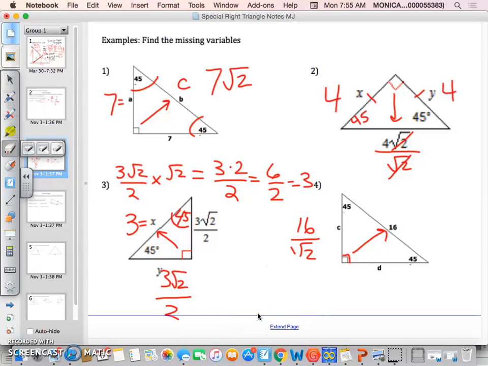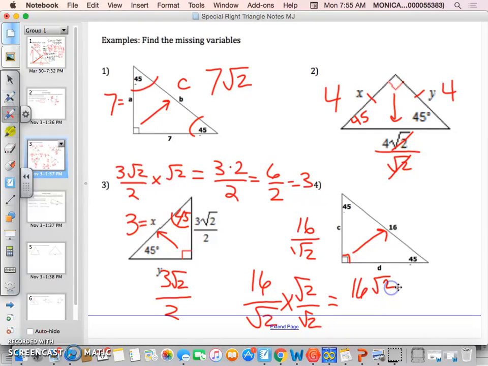Let's do that again. I got to do 16 over the square root of 2 times the square root of 2 over the square root of 2. And so what I end up with is the square root of 2 times the square root of 2 is 2. So I get 16 square roots of 2 over 4. But then I see that 4 goes into 16 evenly. So my final answer is 4 square roots of 2. So both my legs would equal 4 times the square root of 2.